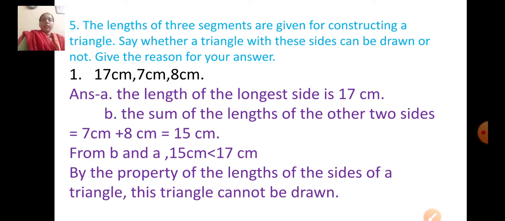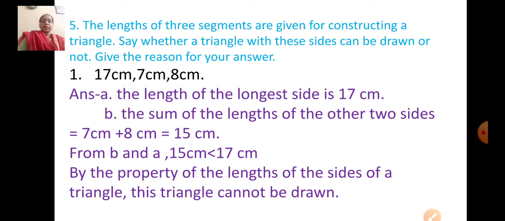The length of three segments are given for constructing a triangle. So I had taught you in the last class, when you have to construct a triangle, we have to see the second property which we had learnt. The sum of the length of two sides of a triangle should be greater than the third side. So we have to use that property and say whether a triangle with these sides can be drawn or not. We have to give reason for the answer.